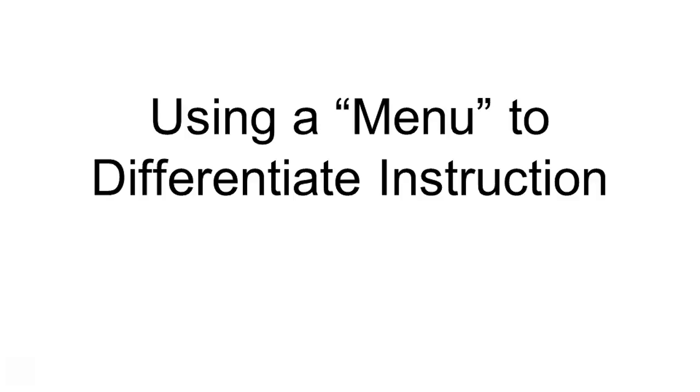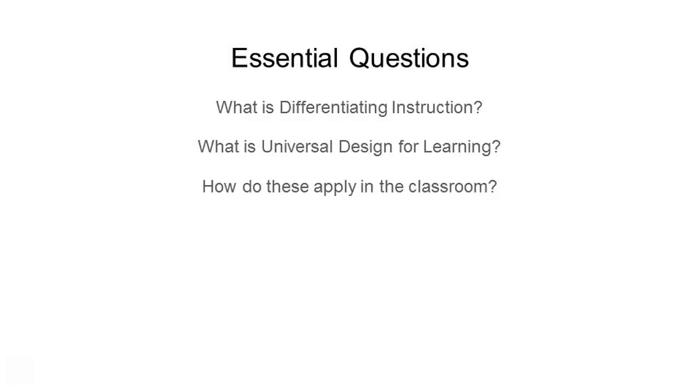One of the things we know is that inclusive classrooms work well when the principles of differentiation and Universal Design for Learning are applied, in that the lesson planning, the methods, the instruction, the delivery, they all consider multiple pathways for learning. The essential questions for this are pretty straightforward. What is differentiating instruction? What's Universal Design for Learning? And how do these apply in the classroom? So we'll go over each of these.